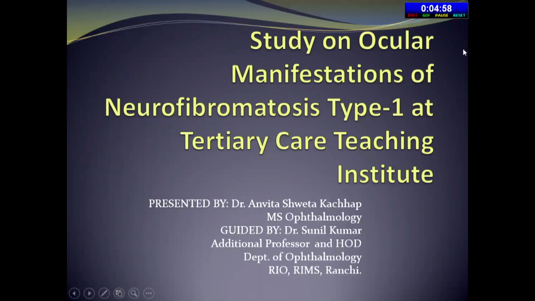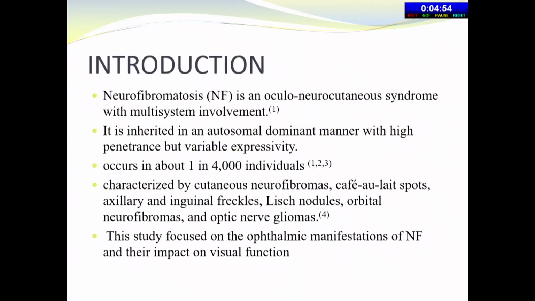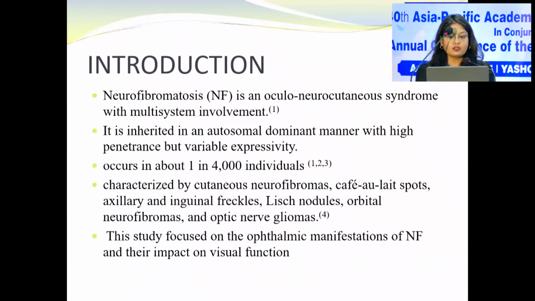Good afternoon, everyone. My study is based on ocular manifestations of NF type 1 at a tertiary care teaching institute. Neurofibromatosis is a neurocutaneous syndrome with multisystem involvement, characterized by cutaneous neurofibromas, café-au-lait spots, axillary and inguinal freckles, Lisch nodules, orbital neurofibromas, and optic nerve gliomas.